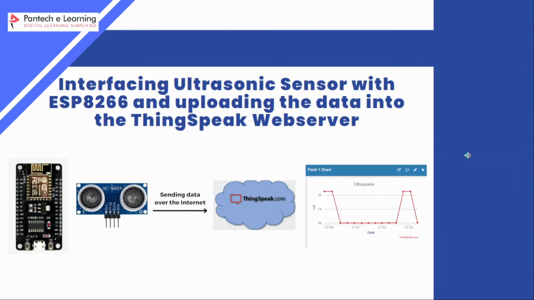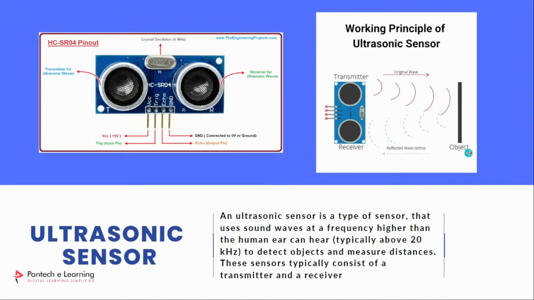In this session, we are going to interface an ultrasonic sensor with ESP8266 and upload the data to the ThingSpeak web server. So first, let us look at our ultrasonic sensor. It is a type of sensor that uses sound waves at a frequency higher than the human ear can hear, typically about 20 kHz, to detect objects and measure distance. These sensors typically consist of a transmitter and a receiver.